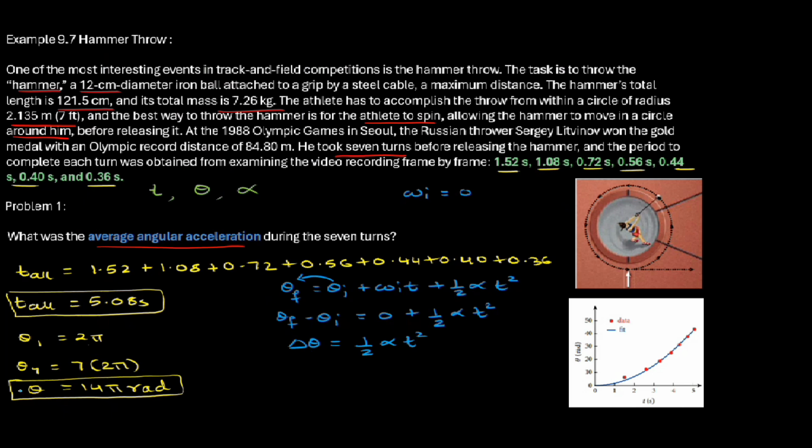I have delta theta, which is the total angle over here, which is 14 pi radian. I have the time t. You can use shift solve to calculate the angular acceleration alpha, or you can rearrange the term to write alpha as 2 delta theta over t squared. Now substitute 2 times 14 pi divided by t squared, which is 5.08 squared. And when you solve this, you get the angular acceleration alpha to be equal to 3.41 radian per second squared. This is my alpha.